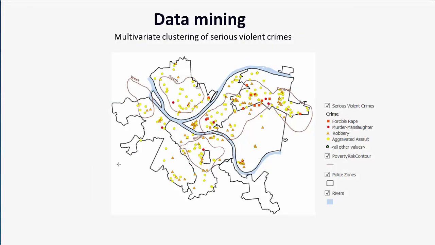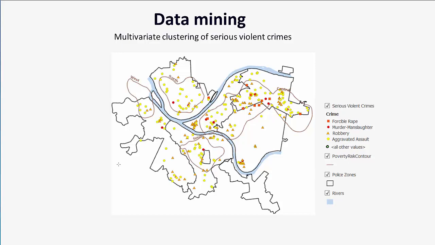Data mining, as an advanced GIS analytical tool, is exploration to find hidden structure in large and complex data sets that has some interest or value. Multivariate data clustering, as shown here, is a branch of data mining that finds clusters of data points that are close to each other but distant from points of other clusters.